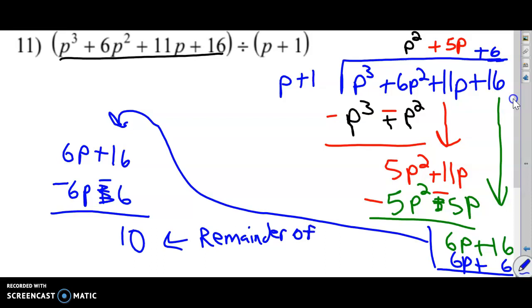When we have this remainder, we are going to take it, and we are just going to add it right to the end and divide it by the divisor. So I'm going to rewrite my quotient, p squared plus 5p plus 6. And I'm going to add 10 divided by p plus 1. All right, I take my remainder and I divide it by the divisor.